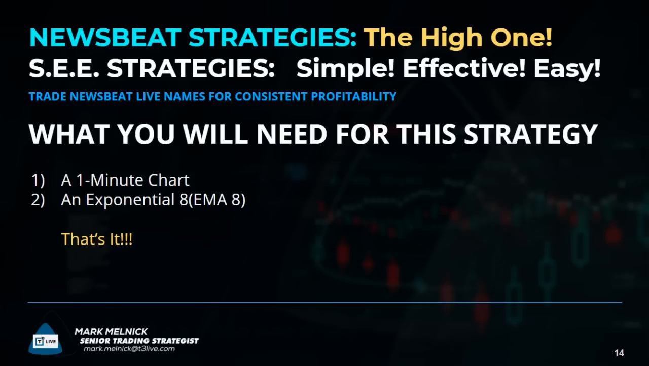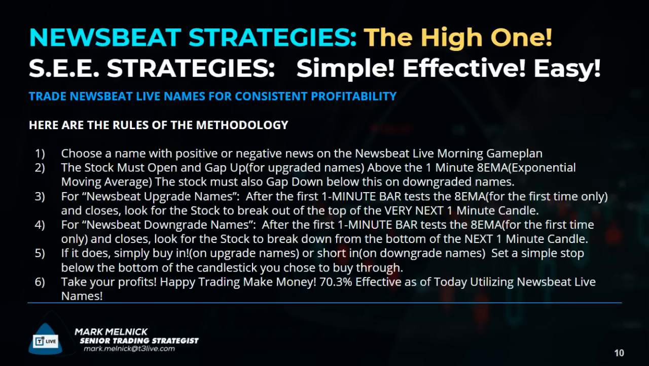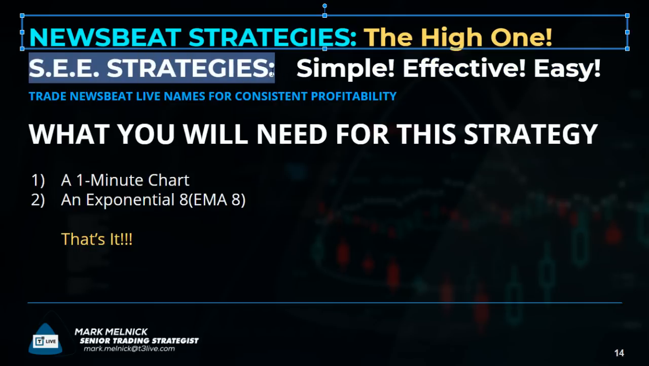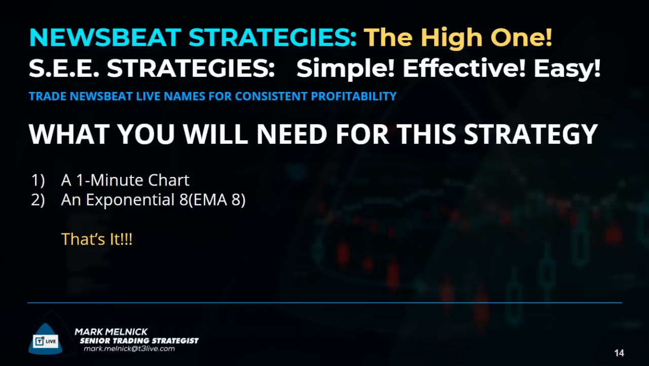I have been a bigger fan of the high five strategy, but there was a new strategy we gave called the high one strategy, which sounds like a dude who smokes marijuana all day. But what it actually is, is a strategy where I'll break you down step by step. It's very simple. All you need for this strategy is a 1 minute chart and an exponential 8 moving average. That's it. And I call them simple, effective, easy strategies because you can make a lot of money on them. And yes, I do make, comparatively to most traders, a lot of money on them.